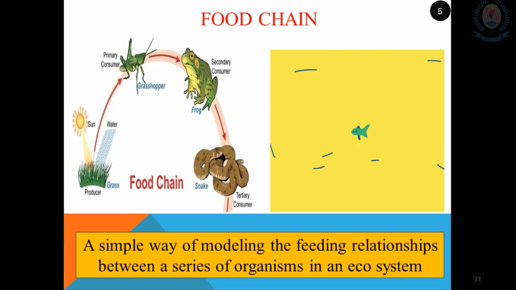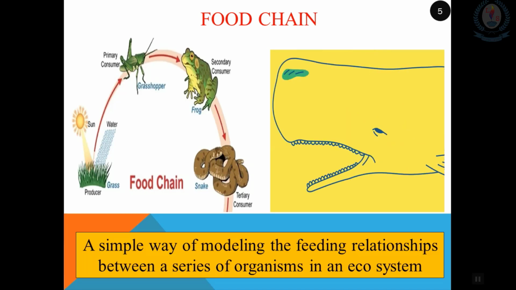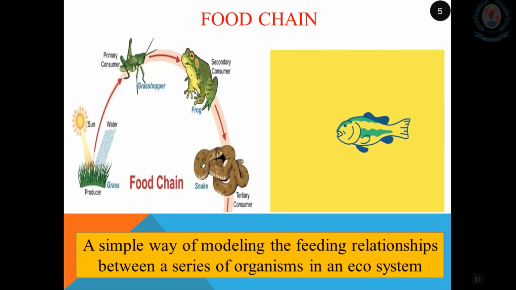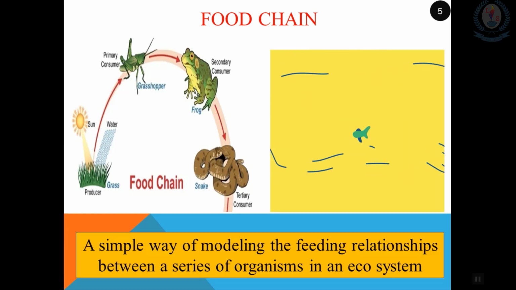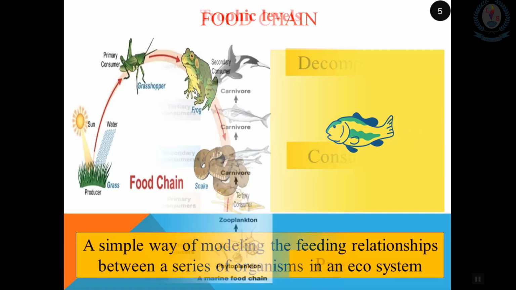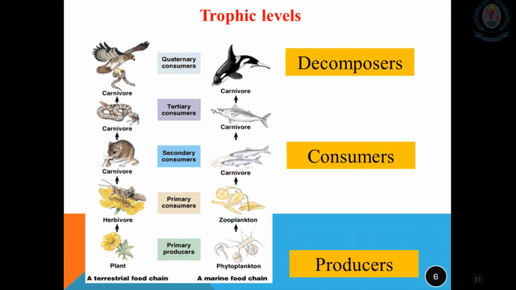The snake here is the tertiary consumer, or the top predator. These are the animals that feed on other carnivores. If there is another consumer in the ecosystem who depends on the snake, in that case it would be the quaternary consumer or the top predator. Each organism has a position in a food chain. So we name that position in the food chain as the trophic level.